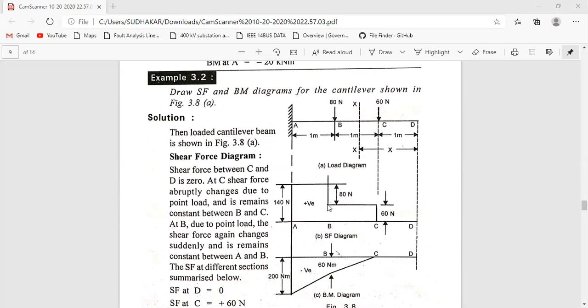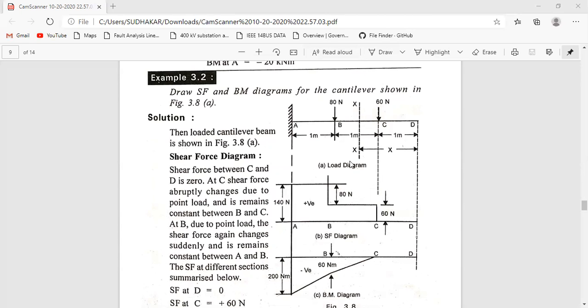From here to here, one more point load will be there, 18 newtons. From here to here there is no point load, there is no load, so it represents constant. Whenever a point load acts at a particular point, at that particular point only the shear force will be raised. The remaining distance will be constant. For a point load, the SFD will be straight lines. In the case of UDL, the SFD will be inclined.